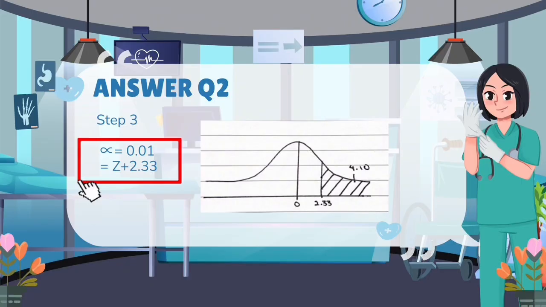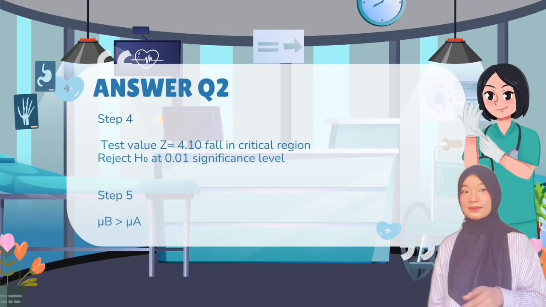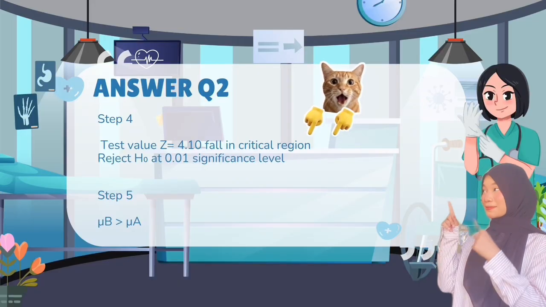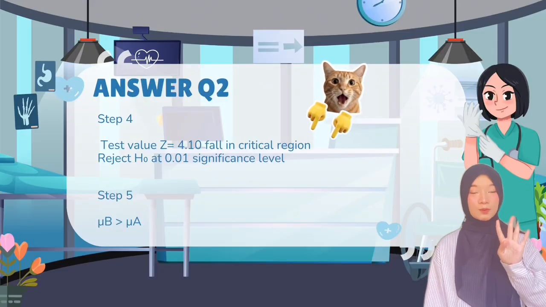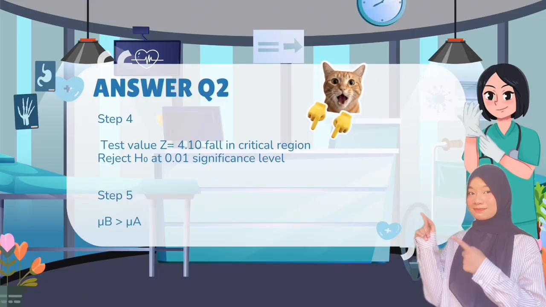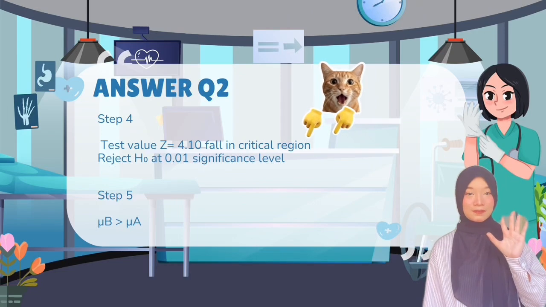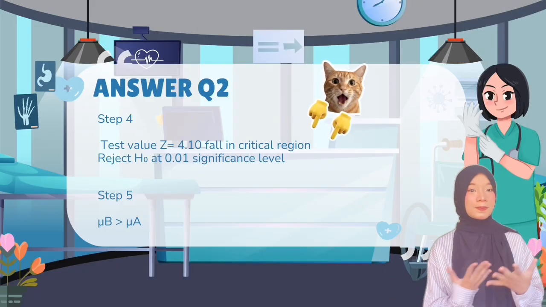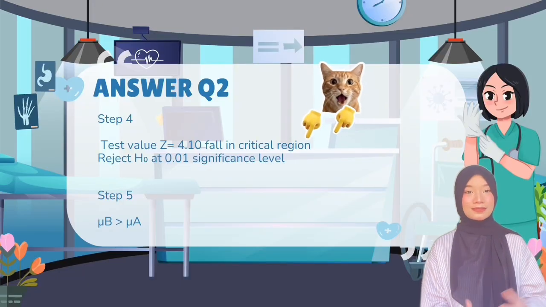As shown in the bell curve graph, any value to the right of 2.33 falls into the shaded rejection region. For step 4, now we compare our result. Since our calculated test value of 4.10 is much higher than the critical value of 2.33, it falls deep into the critical region. Therefore, our decision is to reject the null hypothesis at the 0.01 significance level.